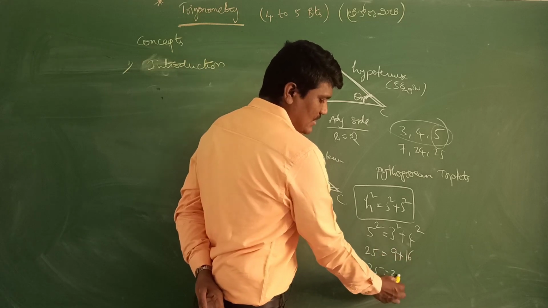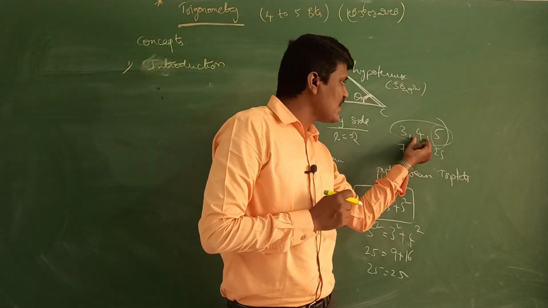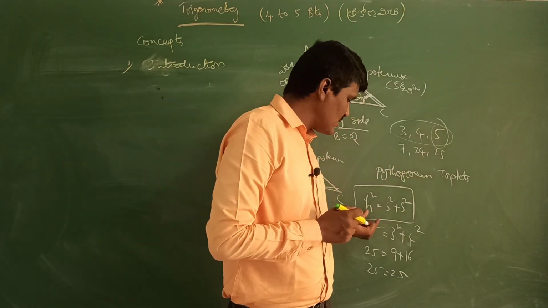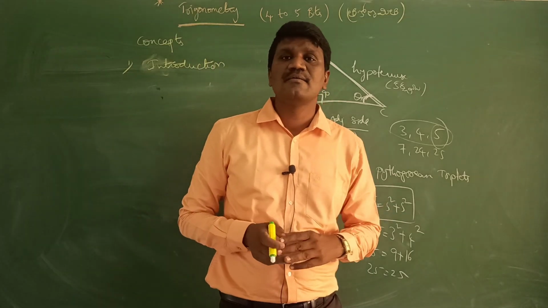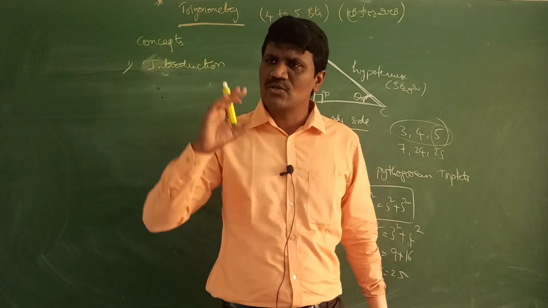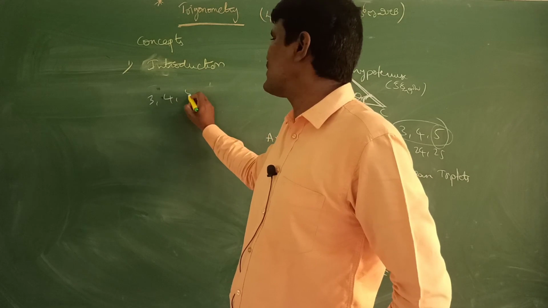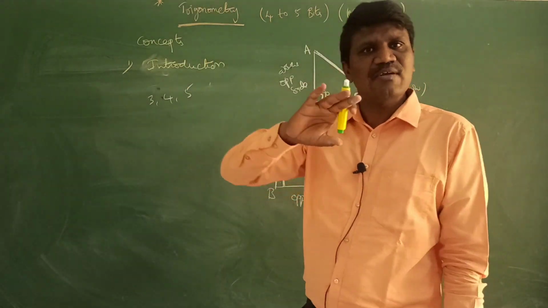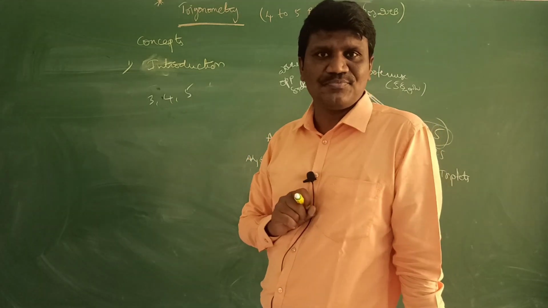So 25 is equal to 25. So if any three numbers satisfy the Pythagorean theorem, then we call those three numbers Pythagorean triplets. You should remember the Pythagorean triplets. The first one is 3, 4, 5. In solving problems in trigonometry, Pythagorean triplets are most important.